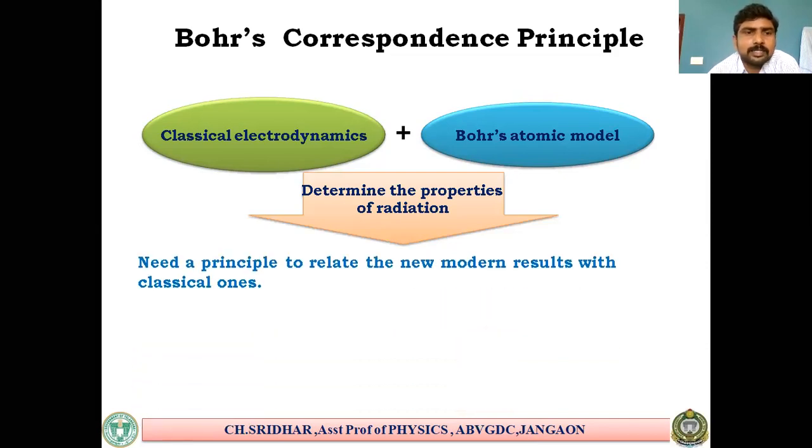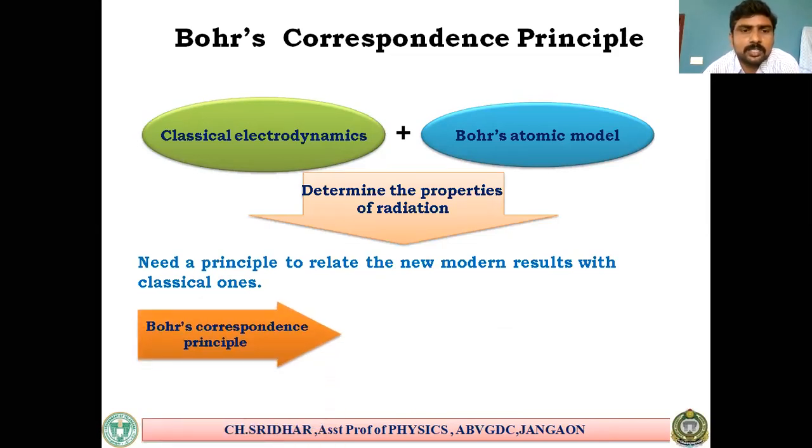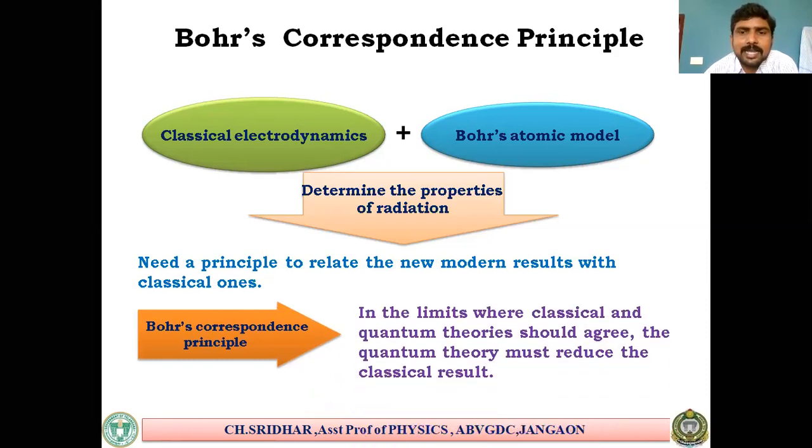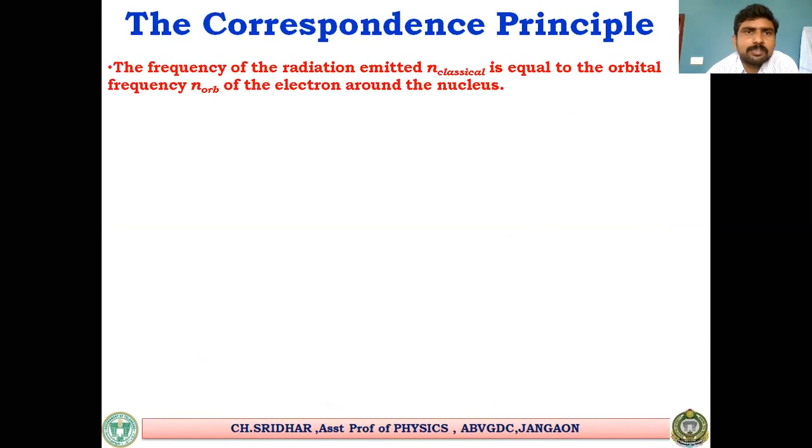It needs a principle to relate the new modern results with the classical ones. In the limits where classical and quantum theories should agree, the quantum theory must reduce to the classical result. So classical limit and quantum theory must be related. That is Bohr's correspondence principle. According to it, the frequency of radiation emitted, the classical one, is equal to the orbital frequency of the electron around the nucleus.